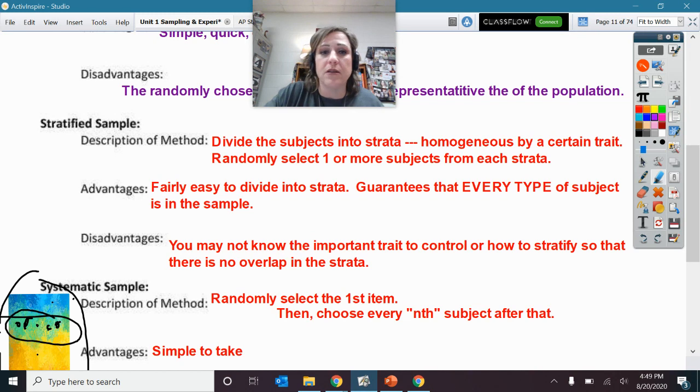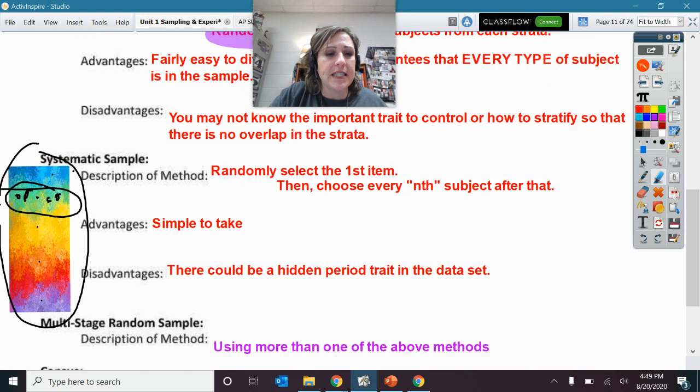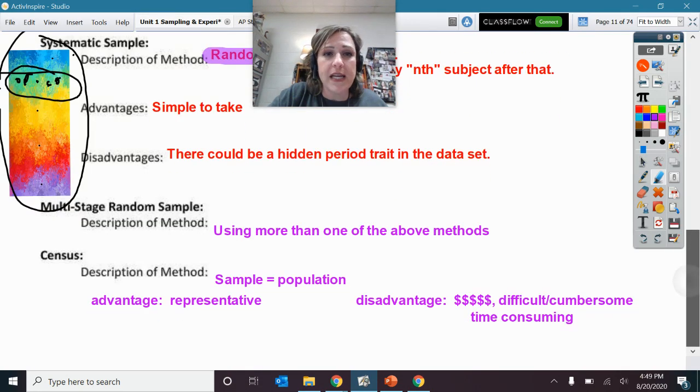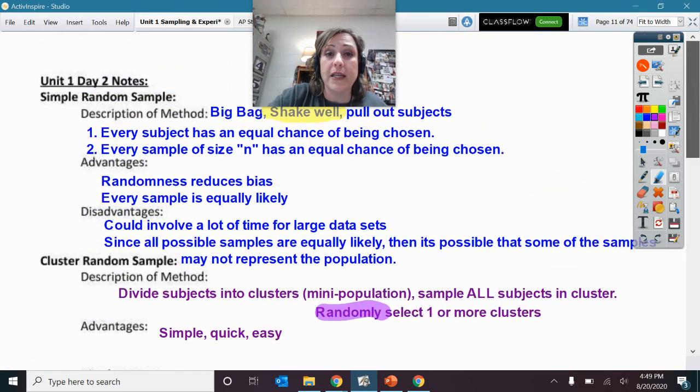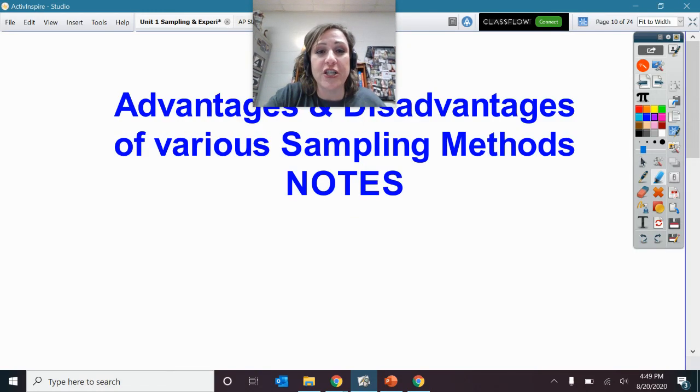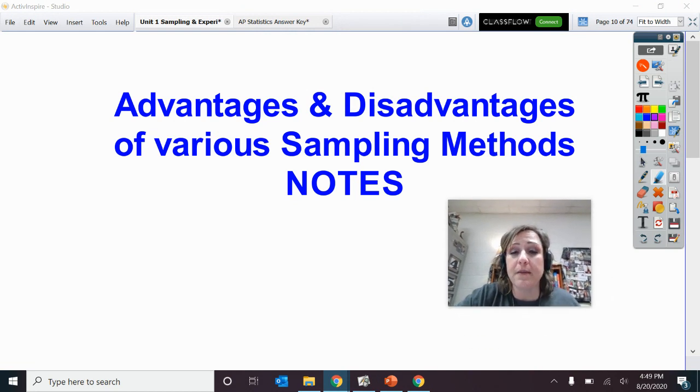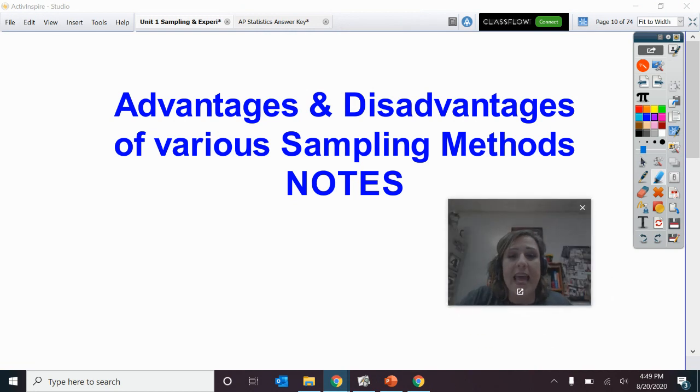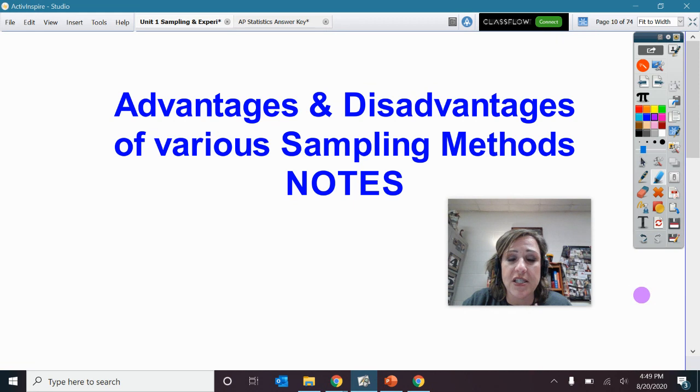Stratified, where's that randomization? You are randomly selecting a subject from that strata, a subject from that strata, a subject from that strata. Okay, next, systematic: randomization comes in when we randomly select the first one. Okay, all right, so all of those employ randomness, and that's an important thing to know. So I hope that helped you understand the sampling methods, summarize those sampling methods, and then understand what the advantages and the disadvantages are of those various sampling methods.